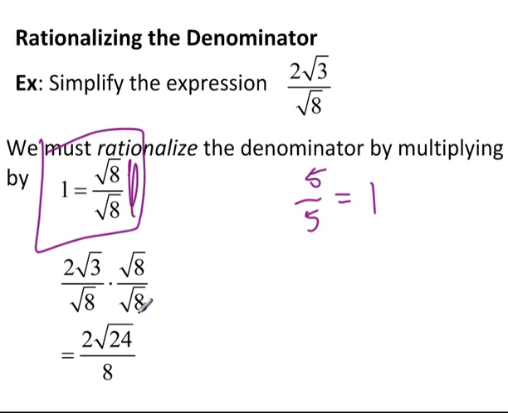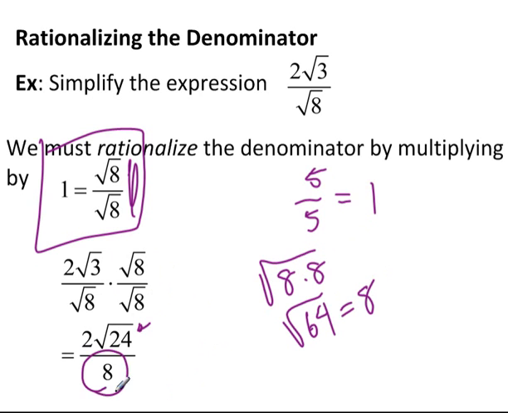So square root of 8 over square root of 8, 3 times 8 on our top is where we get the 24 here. Square root of 8 times square root of 8, well, that's the square root of 8 times 8, which is the square root of 64, which is back to 8. So the whole reason we do this is now we don't have a square root on the bottom. We've taken care of it and just gotten the 8 down there.